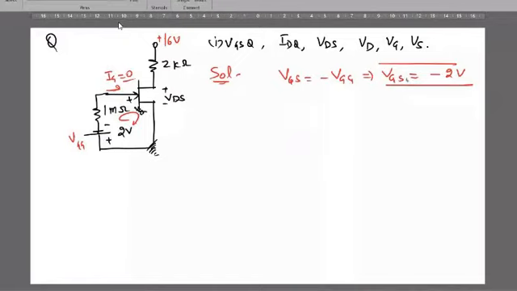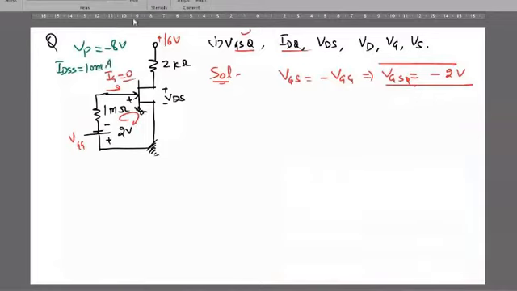So VGSQ becomes minus 2 volt. This is solved. Now we have to calculate the value of IDQ. And one more thing you have given in the numerical: VP equals minus 8 volts, and IDSS equals 10 milliampere.